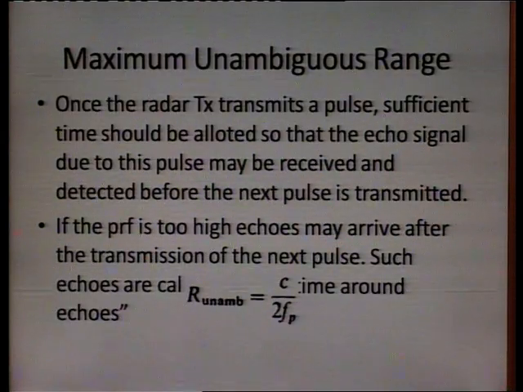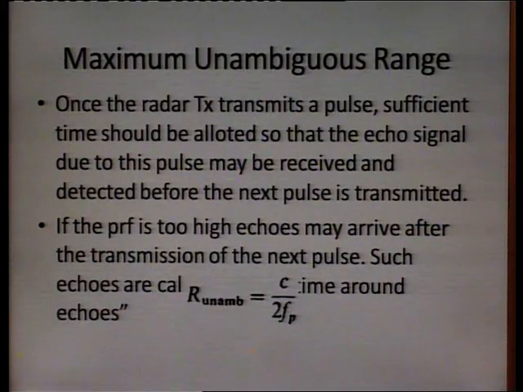Next point is maximum unambiguous range. Once the radar transmitter transmits a pulse, sufficient time should be allotted, so that the echo signal due to this pulse may be received and detected before the next pulse is transmitted. If PRF is too high, echoes may arrive after the transmission of the next pulse. Such echoes are called range ambiguous, or second-time-around echoes.